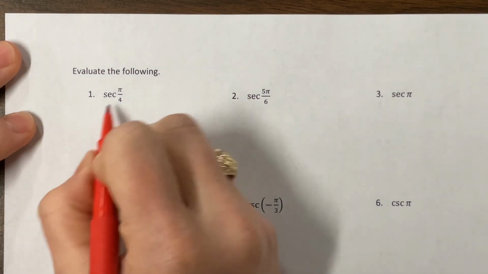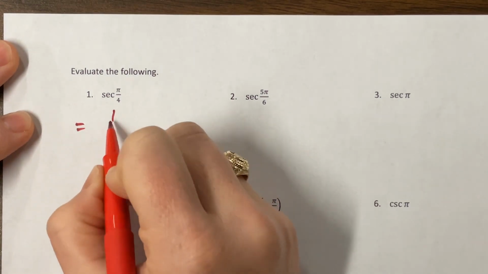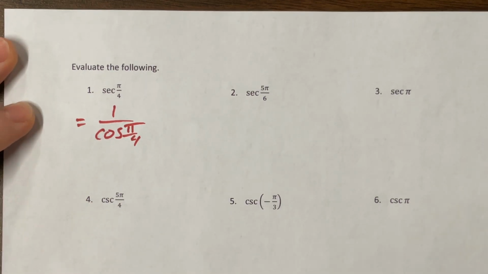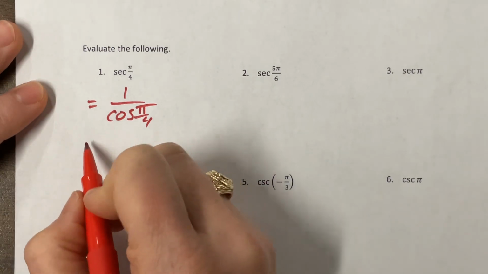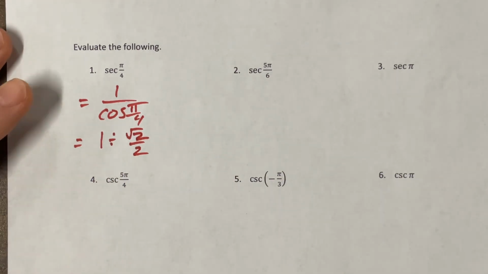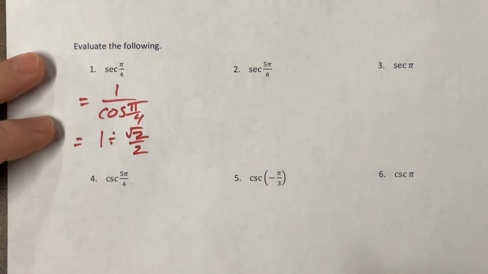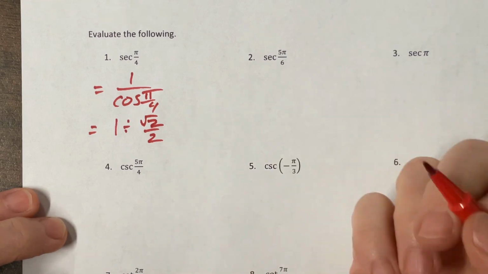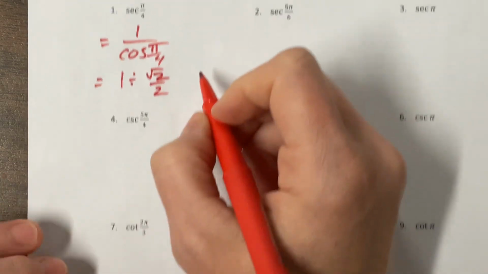So in here, secant we know to be 1 over cosine, so what I would do is just write 1 over cosine of pi over 4. I know that cosine of pi over 4 is root 2 over 2, so this is the reciprocal, so it's 1 divided by root 2 over 2. Maybe you recognize that. It ends up being root 2, but let me show you what I'm talking about.